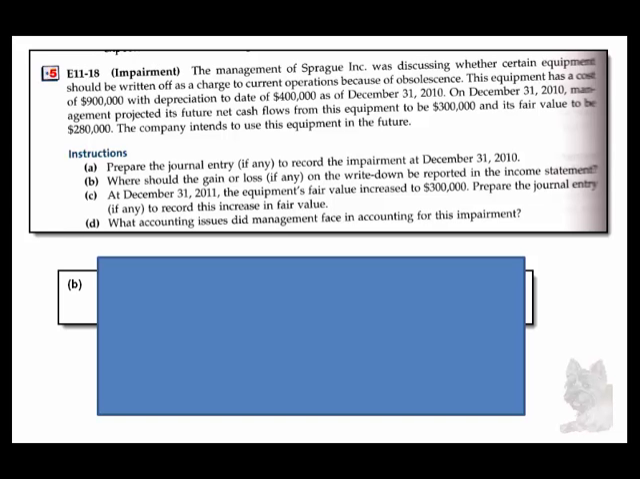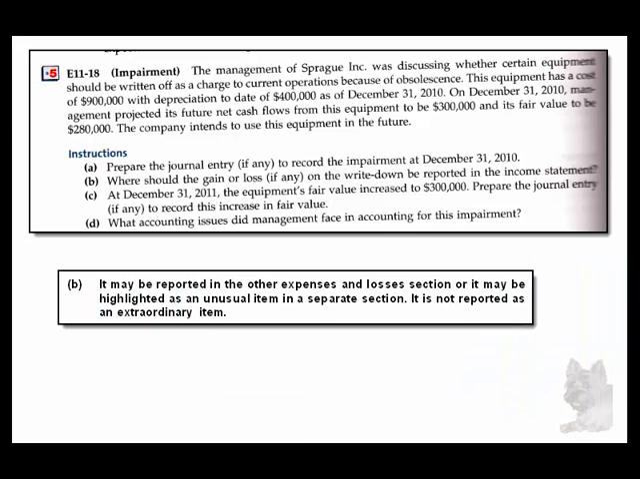Okay, then we look at Part B in the instructions. Where should the gain or loss, if any, on the write-down be reported on the income statement? And I'll slide the image that's hiding the solution off to the side. And what we see is it may be reported in the Other Expenses and Losses section, or it may be highlighted as an unusual item in a separate section. But it is not reported as an extraordinary item.